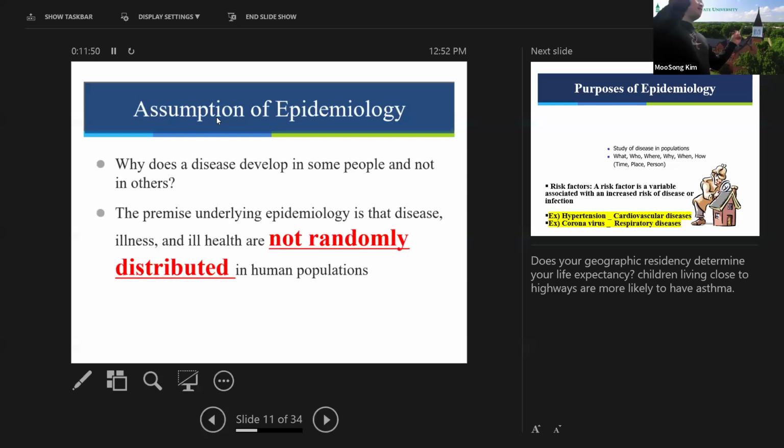There is always a cause of disease. So we try to figure out the cause of disease. Why do we try to figure out the cause? You can stop the spread. Yes, we can prevent and we can stop. That is the important purpose of epidemiologists, right?